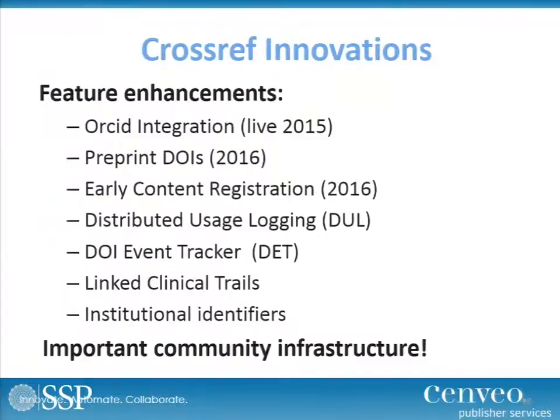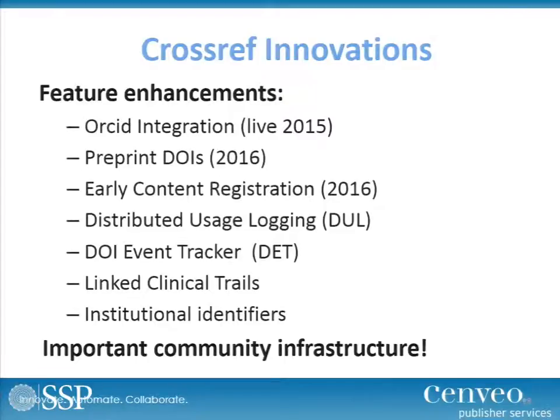Lots of innovations at Crossref. At the annual meeting last November, it was awesome, and I think the most exciting in the 15 years of Crossref, my personal opinion, of course. Lots of recent and exciting things that Crossref has done and that are great examples of industry collaboration. The ORCID integration, their support for preprint DOIs and early content registration, which will expand the usefulness of DOIs in the article lifecycle, and their new projects, which are upcoming, which is the usage logging and event trackers, and the linked clinical trials, which I already mentioned, and eventually adding institutional identifiers.